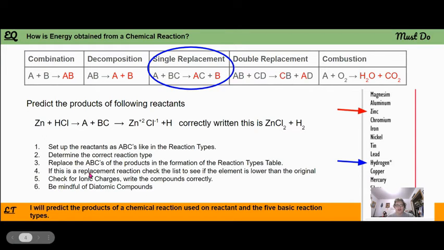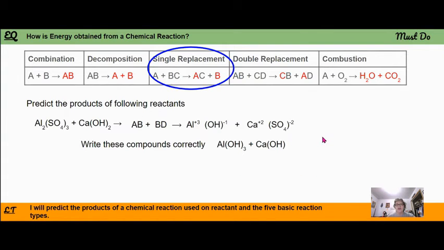Check for ionic charges. So we know that HCl is an ionic compound. So we know that our AC has to also be an ionic compound. So you have to make sure that you get those charges right and then do your switch trick. Okay. So then change your ionic charges and write the compound correctly. And then be mindful of diatomic compounds, right? So make sure that you get your hydrogens and your chlorines and that kind of thing correct if they're alone.